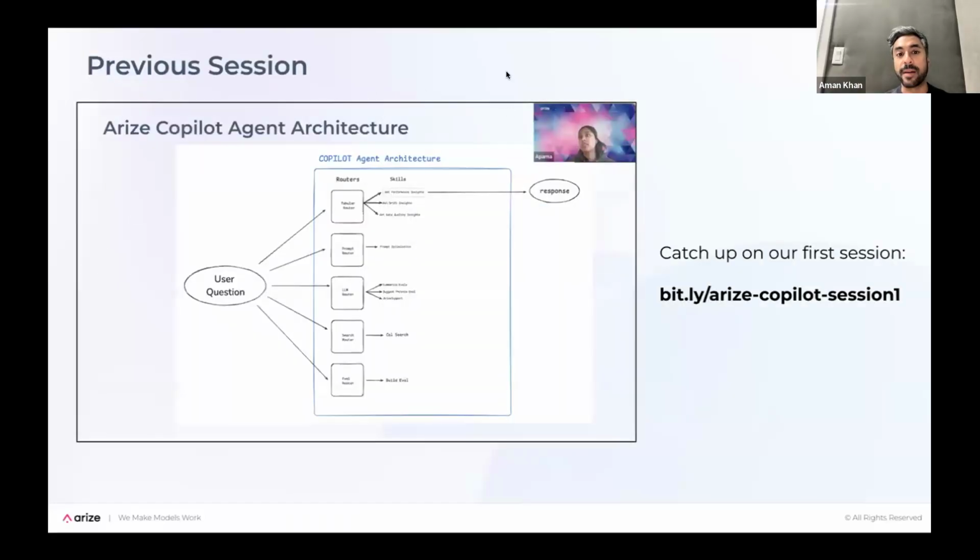And just as a quick recap, in case you missed our previous session, in our previous episode of our agent series we walked through how we built our own agent at Arize, which we call a Copilot, and we talked through exactly how we built it, the components around the router system, and the various skills that the agent has access to, to not only understand what a user might be asking, but actually take action on the user's behalf within the platform as well.